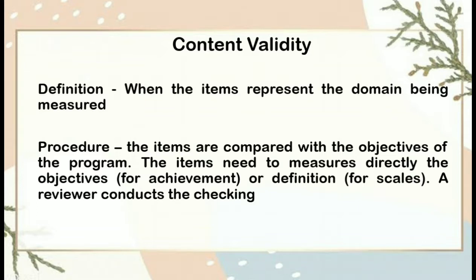Content validity refers to the extent to which a measure represents all the facets of a given construct. For example, a depression scale may lack content validity if it only assesses the affective dimension of depression but fails to take into account the behavioral dimension. The procedure is that the items are compared with the objectives of the program. The items need to measure directly the objectives for achievement or for the definition of the scales, which a reviewer checks.